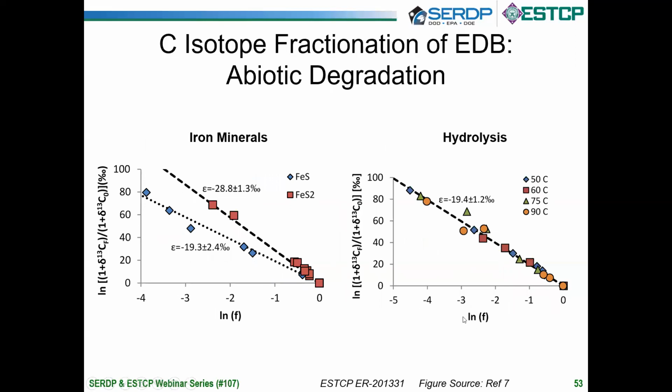Just for comparison, with iron minerals, pyrite, iron sulfide, you get a strong fractionation, although it differs among the different minerals. And then just by straight hydrolysis, you're getting a fractionation of about -20 per mil. Now, this can be a fairly slow process, but when you have a compound that's been in the ground potentially for the order of 5 or 6 decades, this can become very relevant.